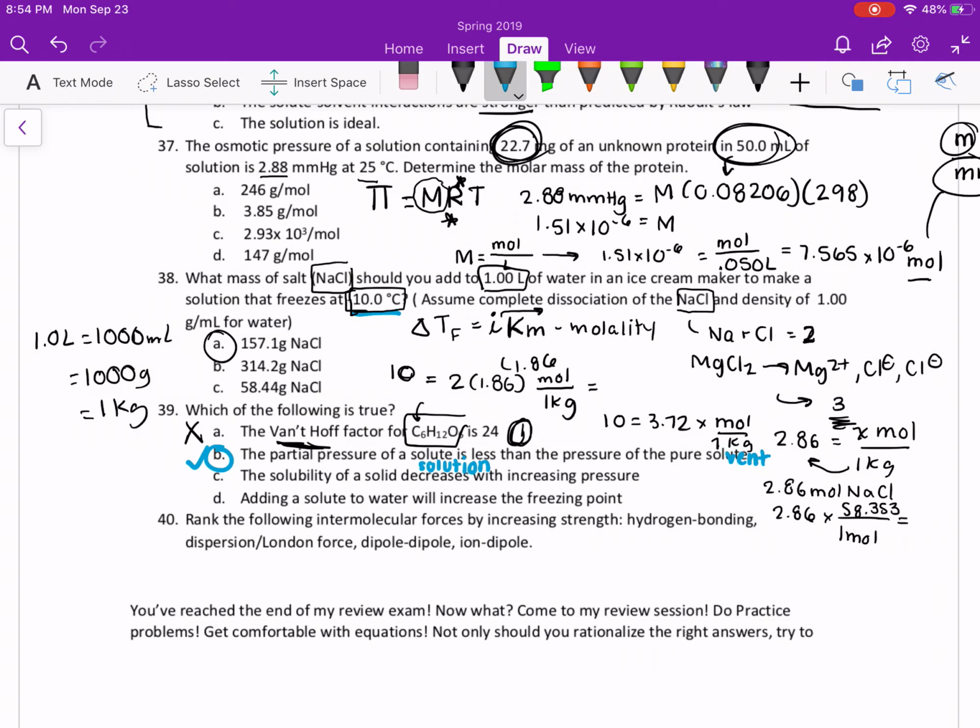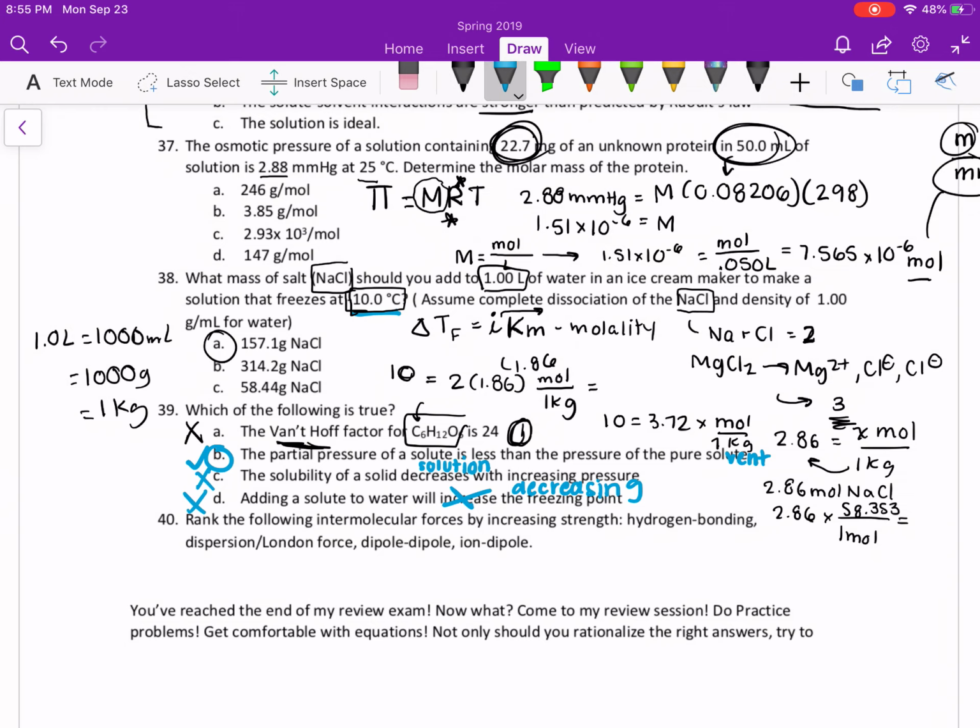The solubility of a solid decreases with increasing pressure, and I know that's false. When I increase the pressure, I'm forcing these particles down and forcing them to interact, so I know that's false. And then D, adding a solute to water will increase the freezing point. No, it's going to decrease the freezing point. It'll elevate the boiling point. So that's false. So the answer there is B, and we just confirmed it.